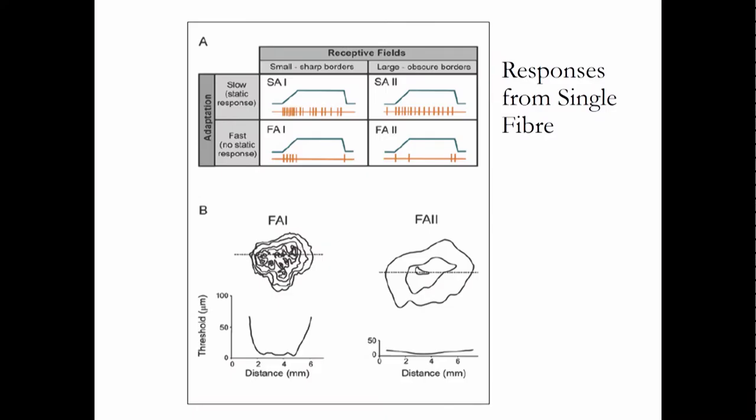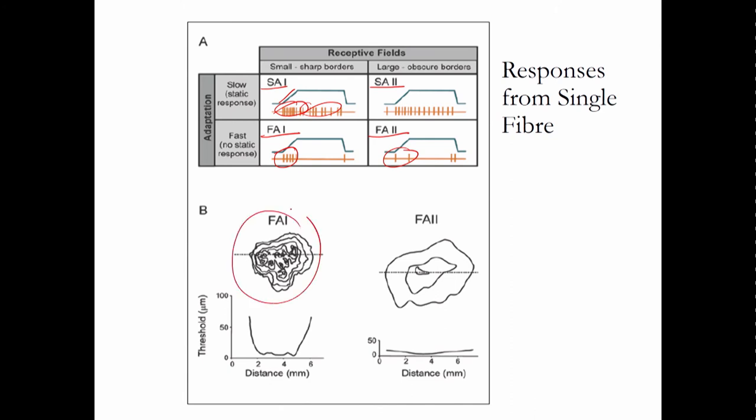Okay, the same information is shown over here. Slow adaptive SA1 and SA2. You can see that the spike trains are increasing, decreasing according to the requirement, whereas the rapidly adapting, in some literature it will also be called fast adaptive. So, do not get mixed up. FA1 and FA2, you can see the spike trains are getting adapted to it.